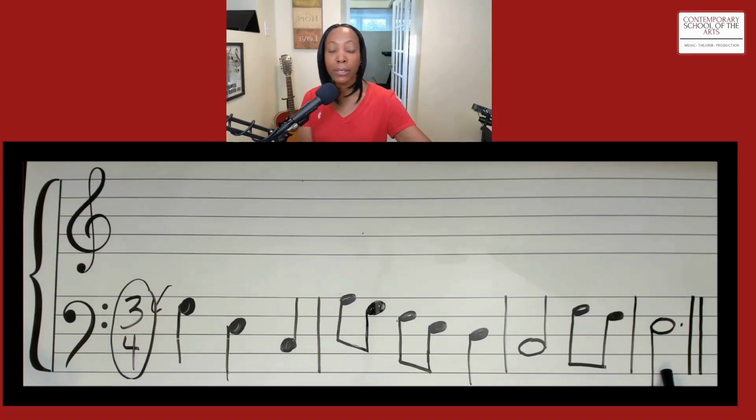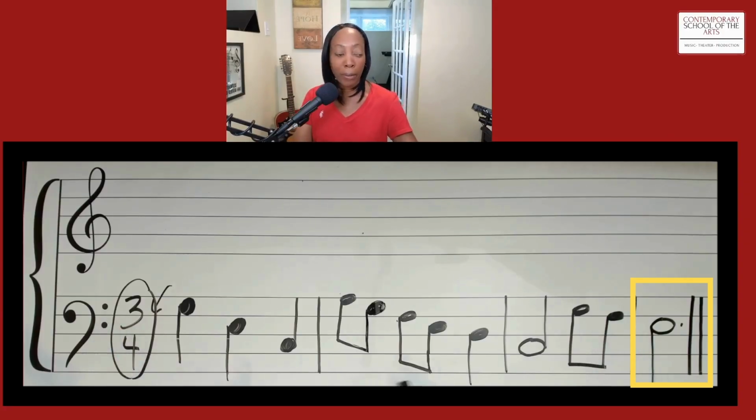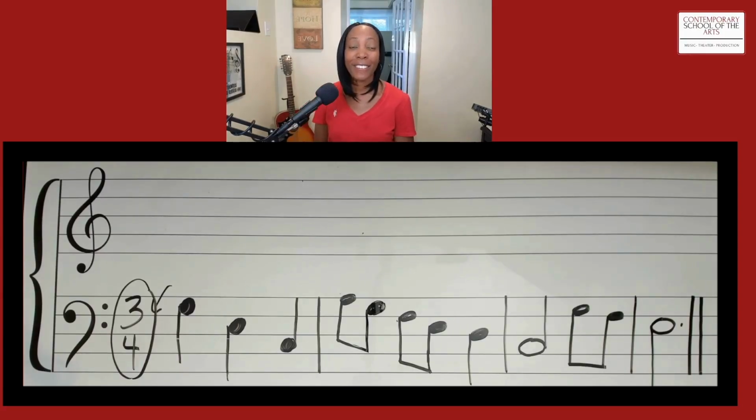And then the last measure, we have a dotted half note. And we know a half note gets 2 beats, but the dot adds half of its value, and 2 plus 1 equals 3. So our measures are correct. Now let's hear how it sounds.